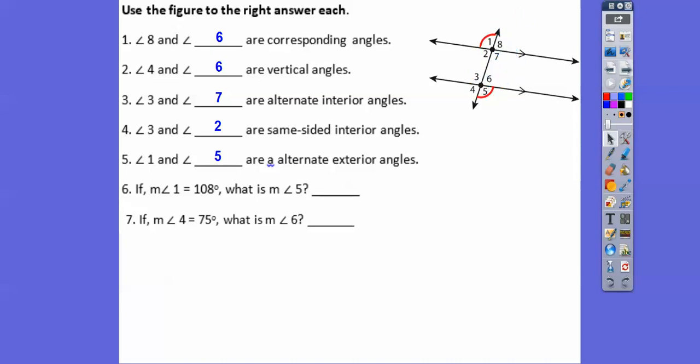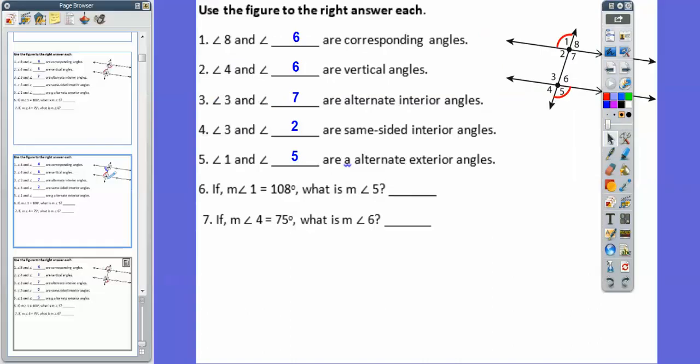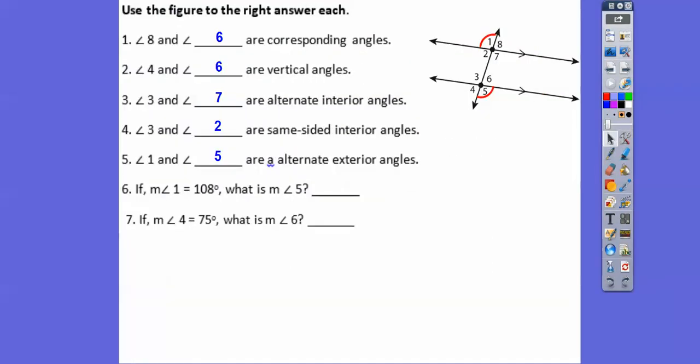All right, now if 1 equals, whoops, I didn't mean to do that. Let me get this back in the picture. Let me get my pencil back up.